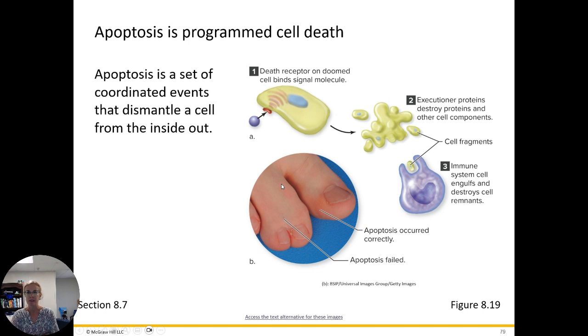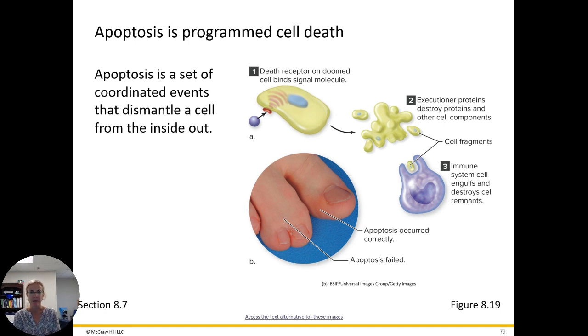So apoptosis is a set of coordinated events that basically dismantle a cell from inside out. That's why it's called programmed cell death. And as we learned in previous chapters, it's very important for cells to die at specific times in order to prevent the accumulation of errors or cancer cells.